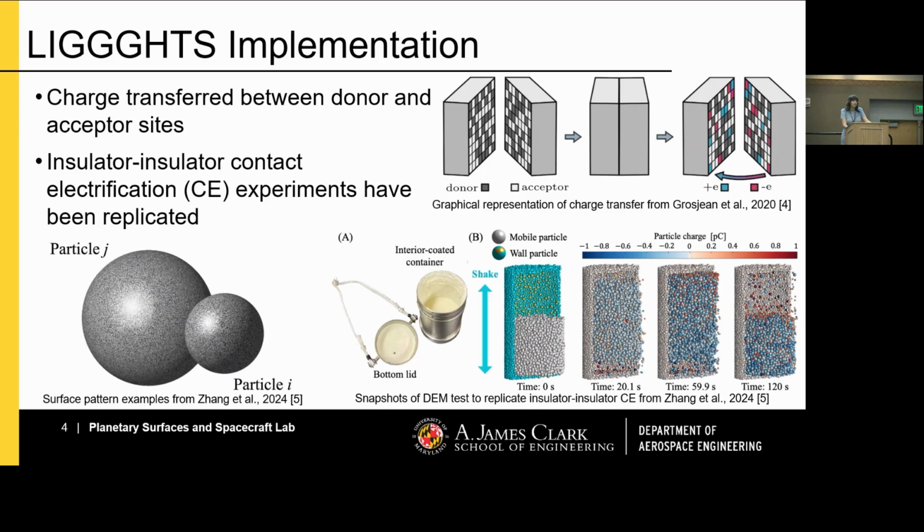This model has been implemented in LIGHTS. LIGHTS is the open source discrete element modeling software that we use in our lab to model interactions between hundreds of thousands of grains that in this case would represent regolith particles. On the bottom left, you can see a description of what two particles would look like with these charge patches. A postdoc in our lab implemented this model for charge exchange between these DEM particles. And we have validated the patch model for interactions between DEM grains.